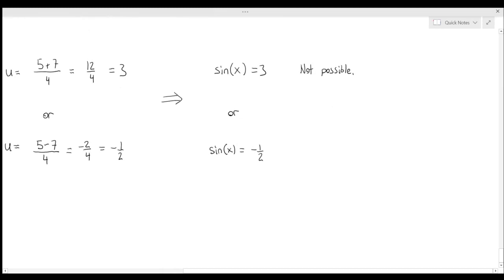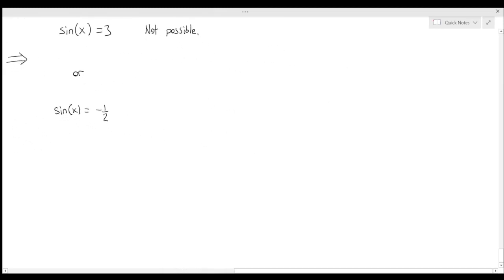Okay, so let's think about when would the sine of x be equal to -1/2. So I know that sine is 1/2 at pi over 6, but I want -1/2. So sine is negative in the third and fourth quadrants. So I'm looking for angles in the third and fourth quadrant.